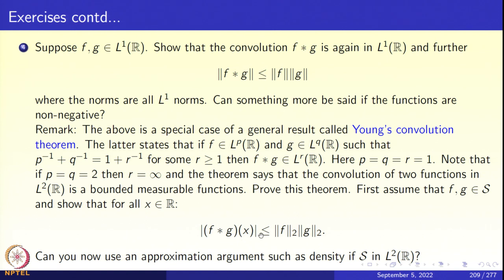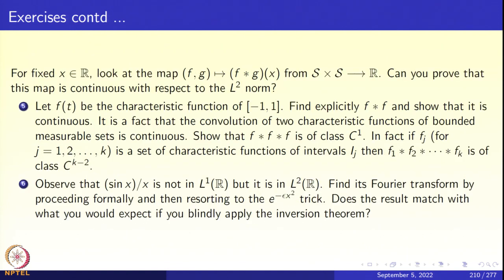All these questions should be thought through, and I'm leaving that as an exercise for you. The next problem is on computing convolutions. So take the characteristic function of the interval [-1, 1]. We have been using this already a few times. Its Fourier transform is what? 2 sin χ / χ. We just used it in exercise 1.